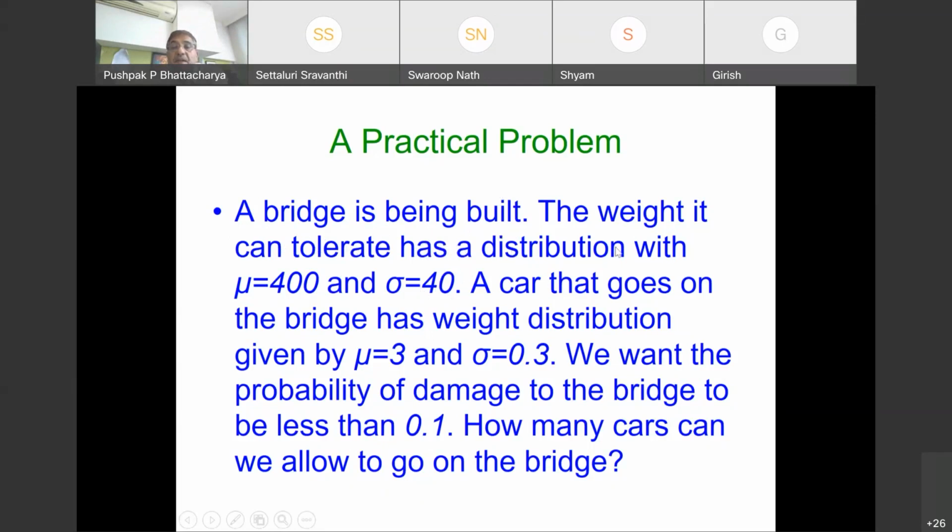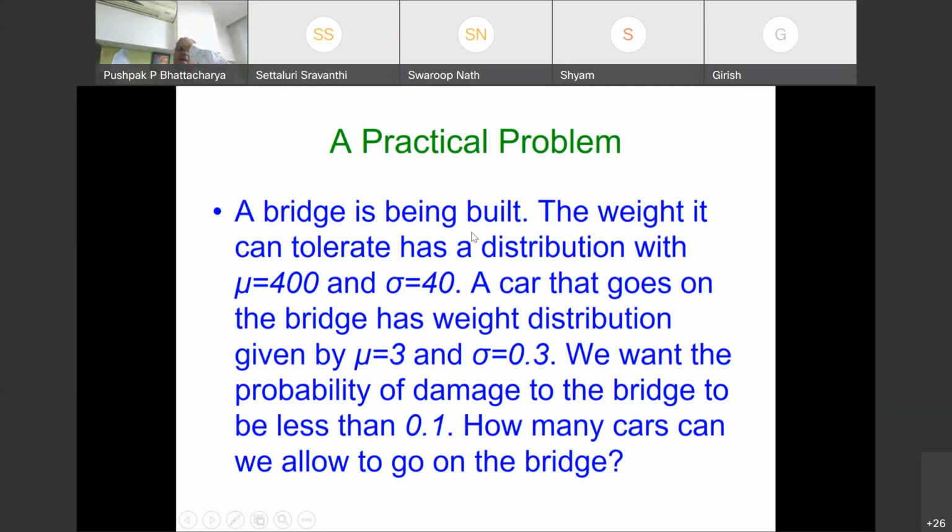A bridge is being built. The weight it can tolerate has a distribution with mu equal to 400 and sigma equal to 40. A car that goes on the bridge has a weight distribution which also follows the normal distribution, given by mu equal to 3 and sigma equal to 0.3. These are all in the same units, maybe metric tons, or some other unit of measurement of weight. We want the probability of damage to the bridge to be less than 0.1. How many cars can we allow to go on the bridge?